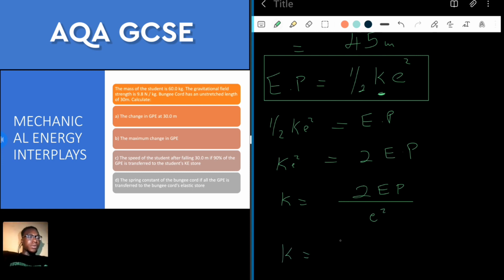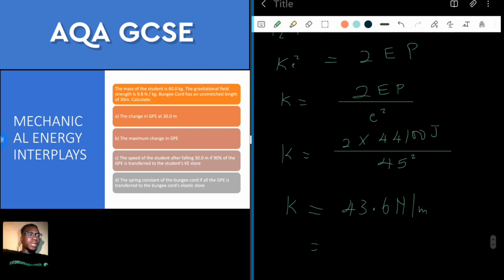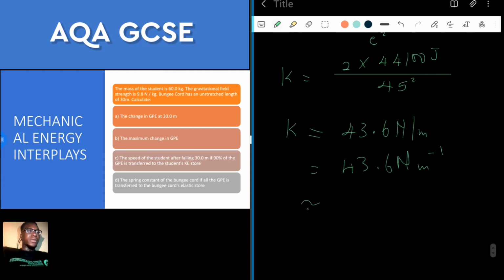And when you substitute the values, you have 2 times 44,100 joules, since all the GPE at 75 is transferred into the elastic potential, and down here you've got the extension as 45 squared. This would give you 43.6. Now spring constant is measured in newtons per meter, or you can have it as 43.6 N m to the power of -1, still correct, or you can round this up to 44 newtons per meter.